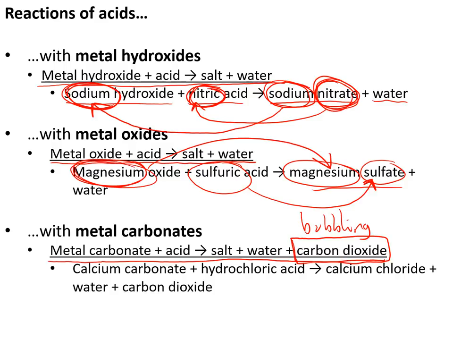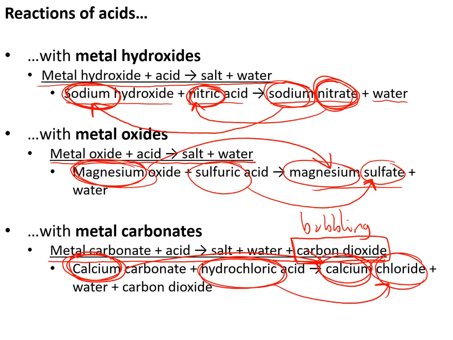We've got calcium carbonate, so calcium is the metal in our base, and so the metal part of the salt name will be calcium as well. And because it's hydrochloric acid, it's going to be a chloride salt. I won't go into detail on making balanced equations for this because, as I said at the start of the presentation, this is basics only, and explaining the equations is much more involved.